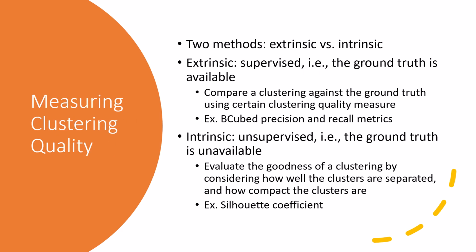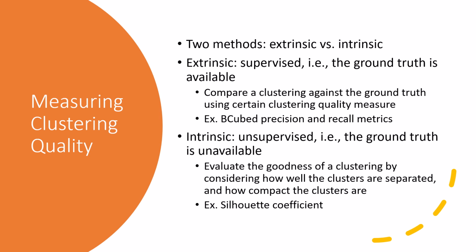Clustering quality. We have a few methods to choose from for measuring the quality of a clustering. In general, these methods can be categorized into two groups according to whether ground truth is available. Here, ground truth is the ideal clustering that is often built using human experts. If the ground truth is available, it can be used by extrinsic methods, which compare the clustering against the ground truth and measure. If the ground truth is unavailable, we can use the intrinsic methods, which evaluate the goodness of a clustering by considering how well the clusters are separated.